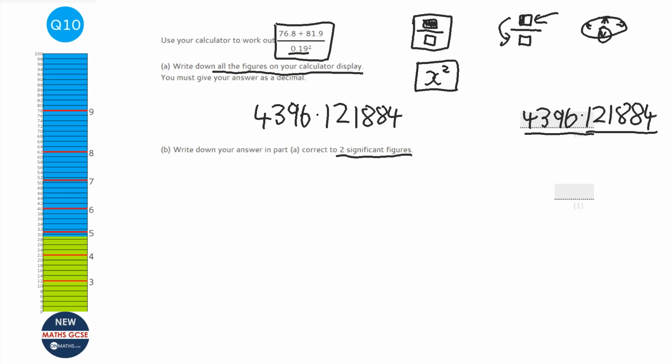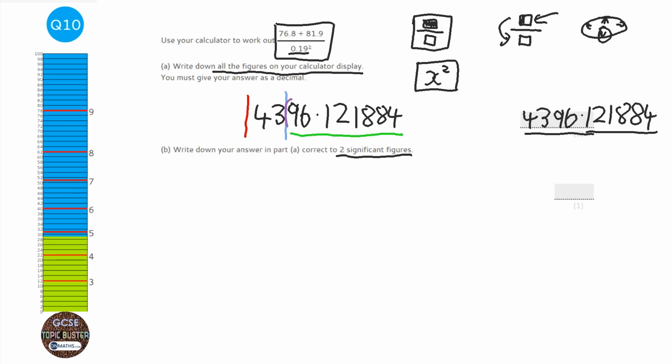Now, to do 2 significant figures, we start counting at the start of the number. So I'm going to do a red line where you need to start counting. And you just count 1, 2 numbers. So the blue line is where I've stopped counting. Now, all of these numbers here are going to be reset to 0. They're going to go away. Well, not quite. Let's come to that later.